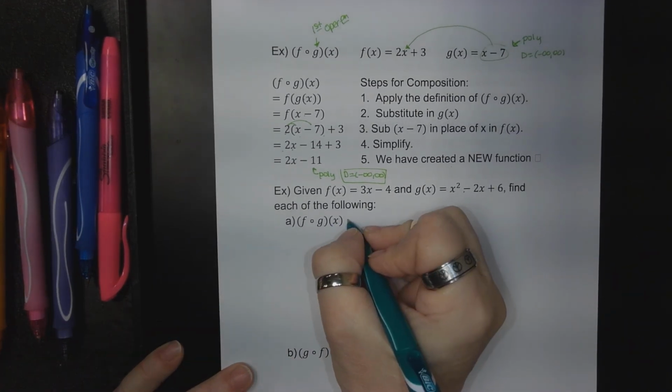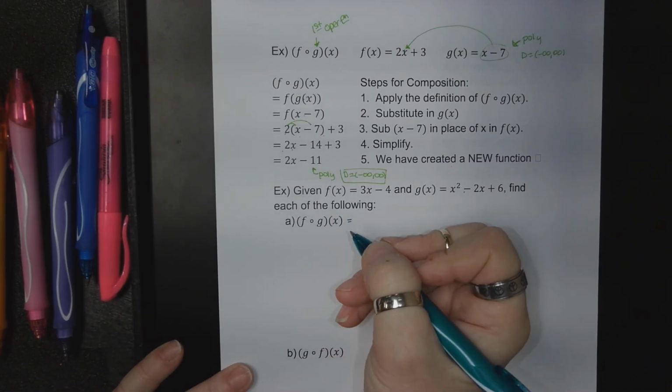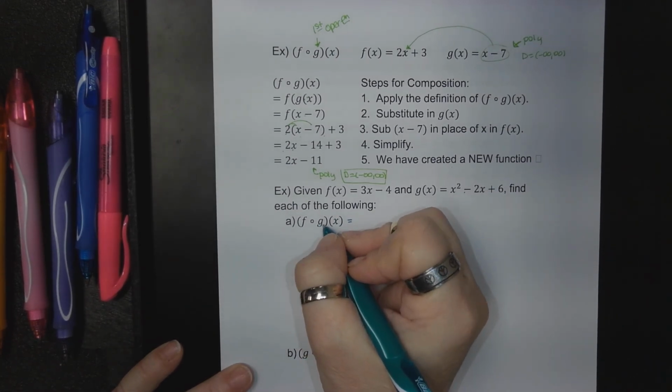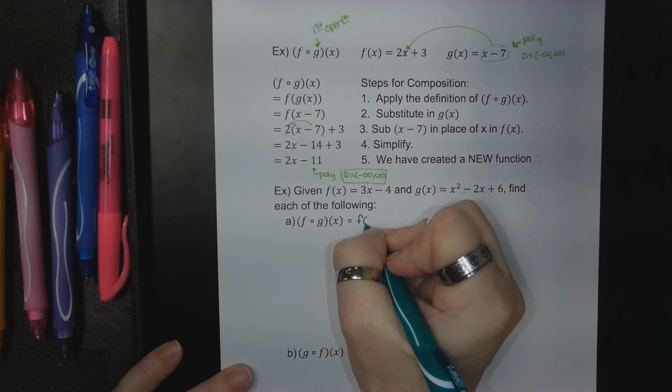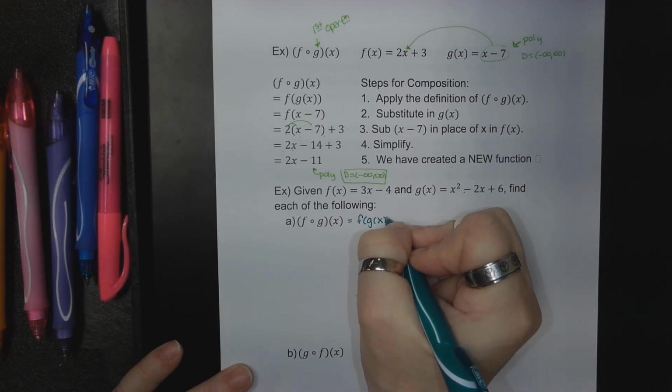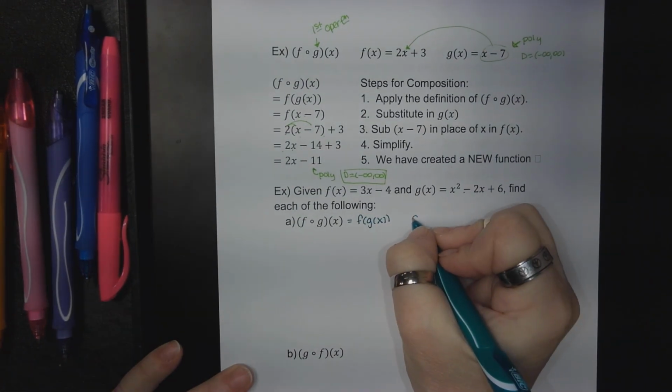Okay? So let's rewrite this with its definition. So we have f composed of g. So we're going to have f of g of x. Okay? And this is the definition.